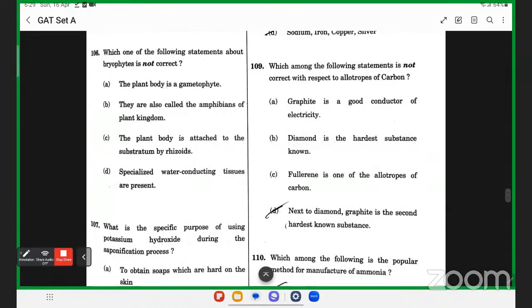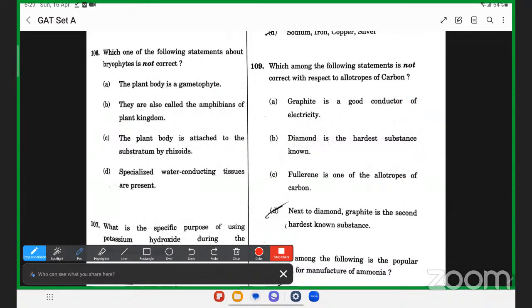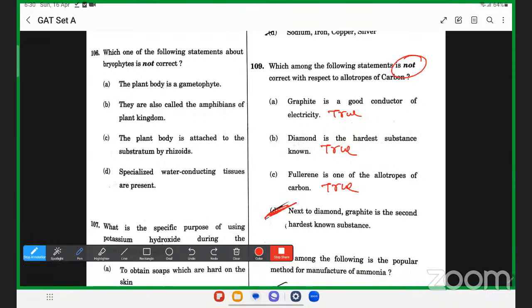Then we have question number 109. Which among the following statements is not correct with respect to allotropes of carbon? Graphite is a good conductor of electricity, true. Diamond is the hardest substance, true. Fluorine is one of the allotropes of carbon, true. We have to select the wrong statement, so obviously D will be the wrong one. Option D will be wrong here, because all the other options are correct.